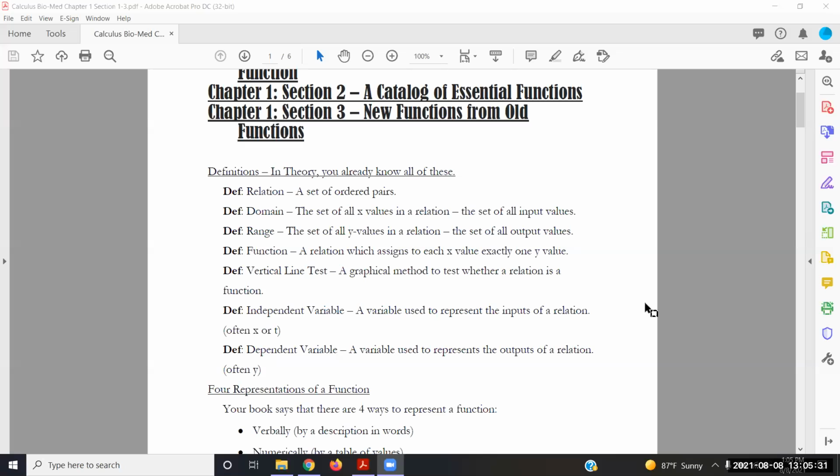Sharing the screen again. We then have the idea of independent variables and dependent variables. And so the independent variable is the input and the dependent variable is the output. Typically, we're going to be dealing with variables of x or t for independent variable, while dependent variable, we're typically going to be using y or some function.